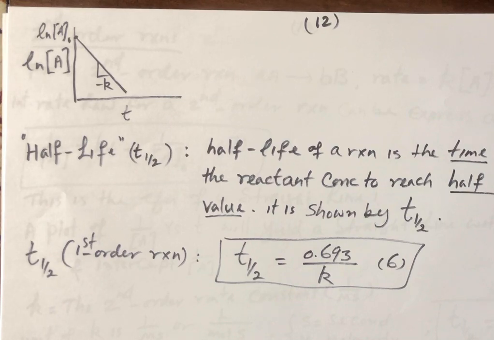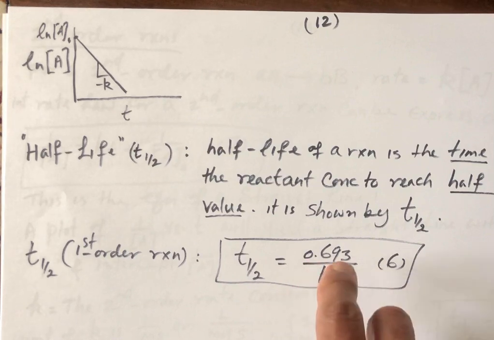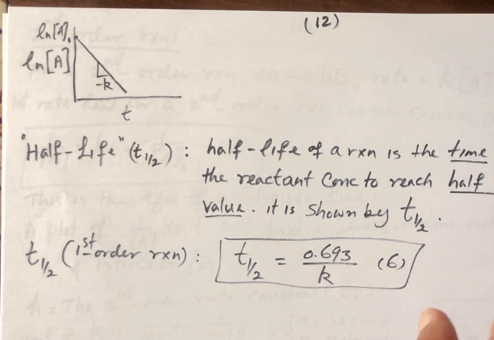So for a first order reaction, again, we need to memorize this equation. The half-life, the time that it takes for the concentration to reach half the initial concentration, is given by a simple equation, 0.693 divided by k. Again, this equation can be derived from the integrated rate law, but we are not going to go through the derivation. We are simply going to memorize that equation. Okay, so there are two things that you need to memorize right now in connection with the integrated rate law for a first order reaction. One is equation 5, and the other one is the half-life equation, which is equation 6.